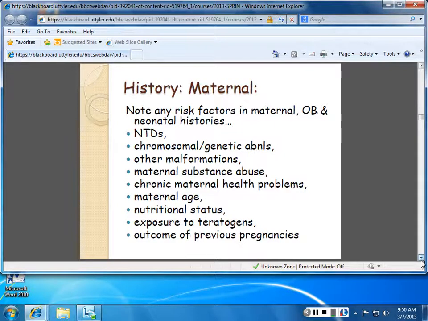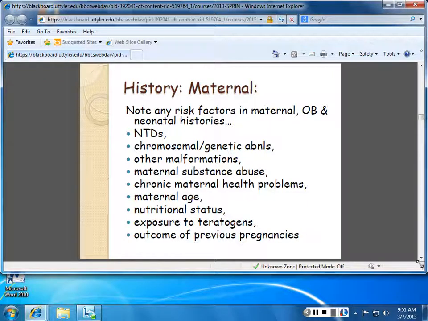When you're dealing with kids, you don't just ask their history, you have to know mom's history. So what kind of risk factors were present in the maternal history, OB, and the neonatal histories? Were there neural tube defects? Were there chromosomal genetic abnormalities, other malformations? Did mom use drugs? Did she have chronic maternal health problems?